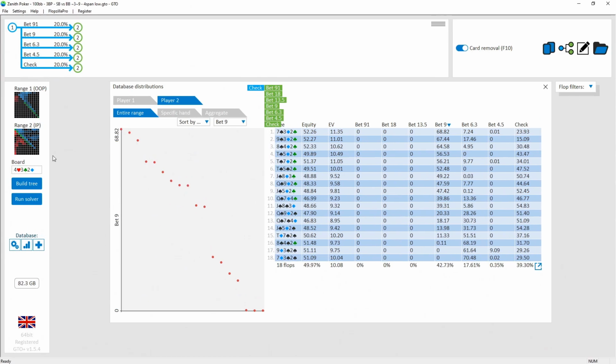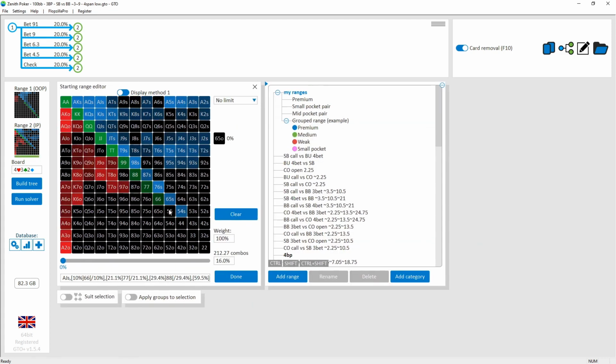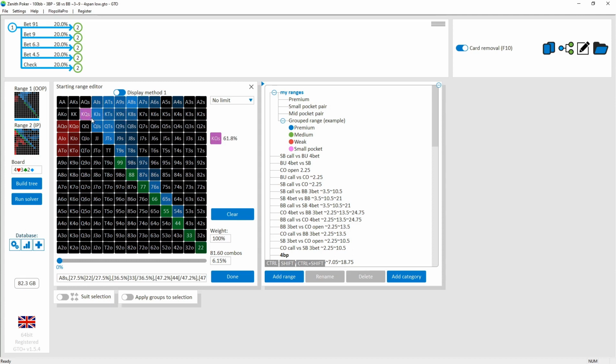We can take a first look at this 4-span low. So some of these are 8 low flops. If we look at the ranges quickly, in position, this is the 3-bet range. Out of position, this is the calling range. You can see these broadways, pocket pairs, some of the suited connectors, all going for the call.